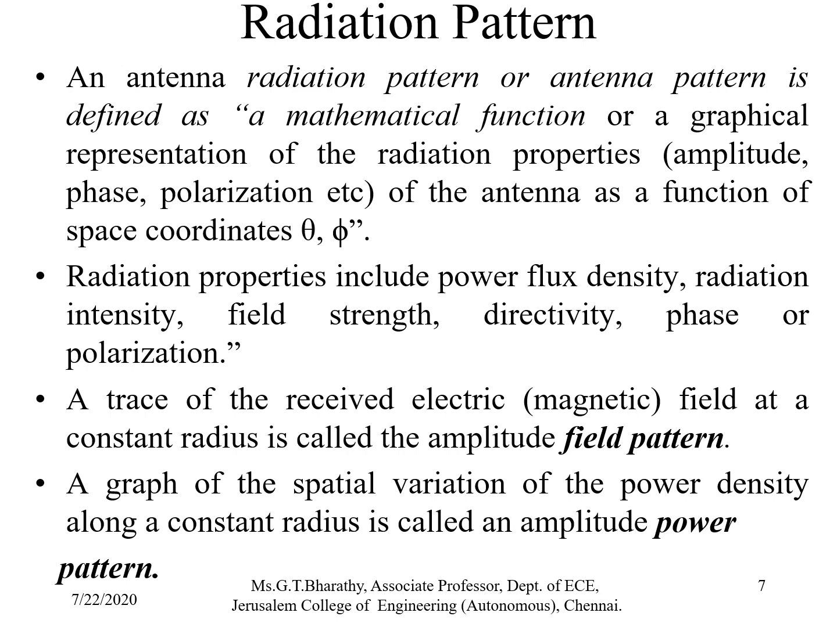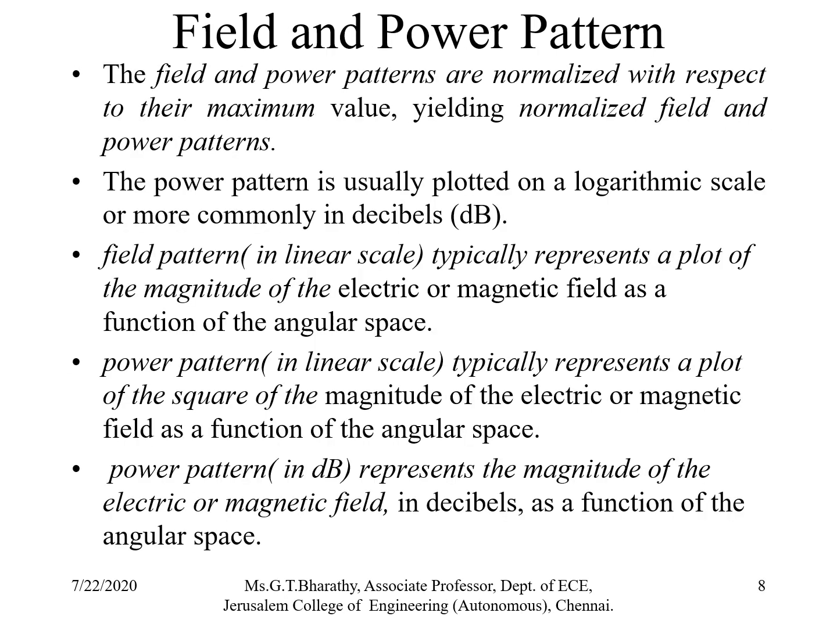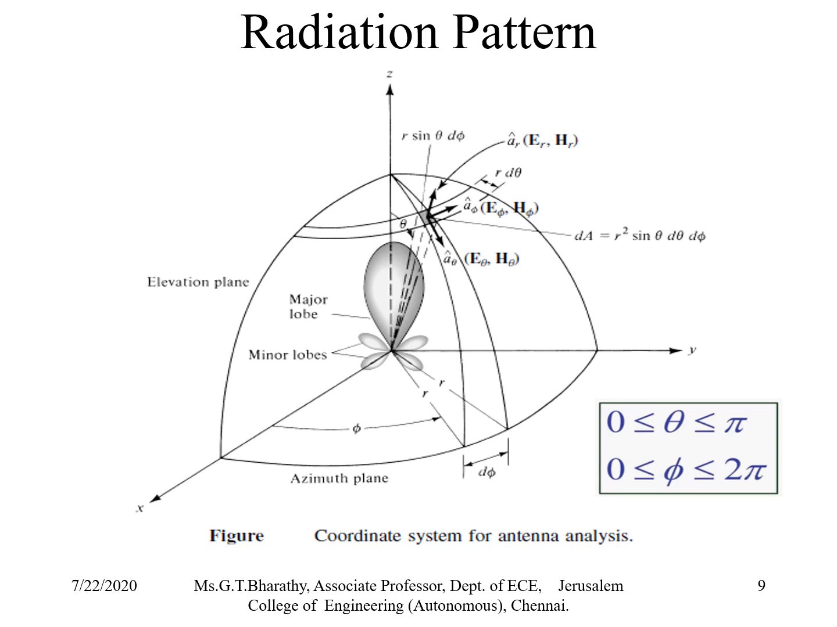We saw the definition of what is radiation pattern, and we saw that there are two types of pattern, which is field pattern and power pattern. And we also saw that the field pattern can be represented in linear scale alone, but the power pattern can be represented in a linear scale as well as the dB scale. We saw the diagrammatic representation of it, where the elevation angle theta ranges from 0 to pi and azimuth angle phi ranges from 0 to 2 pi.